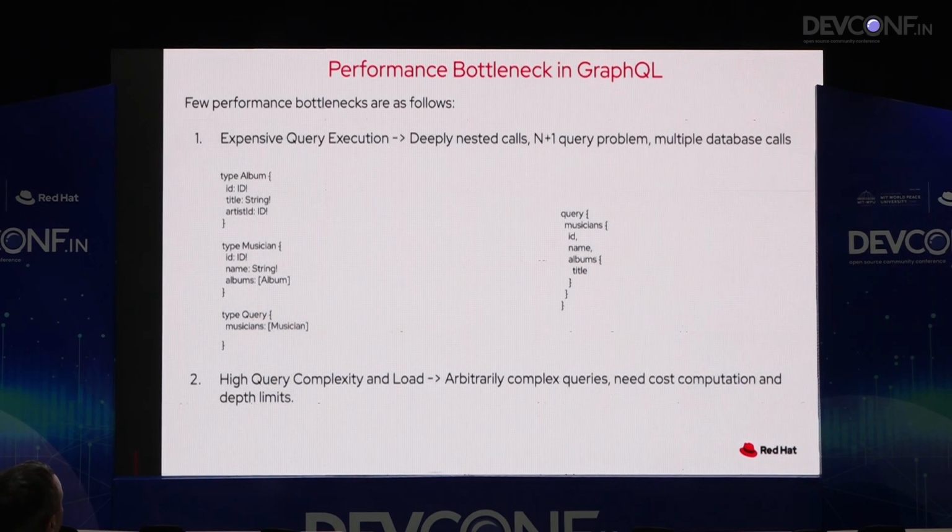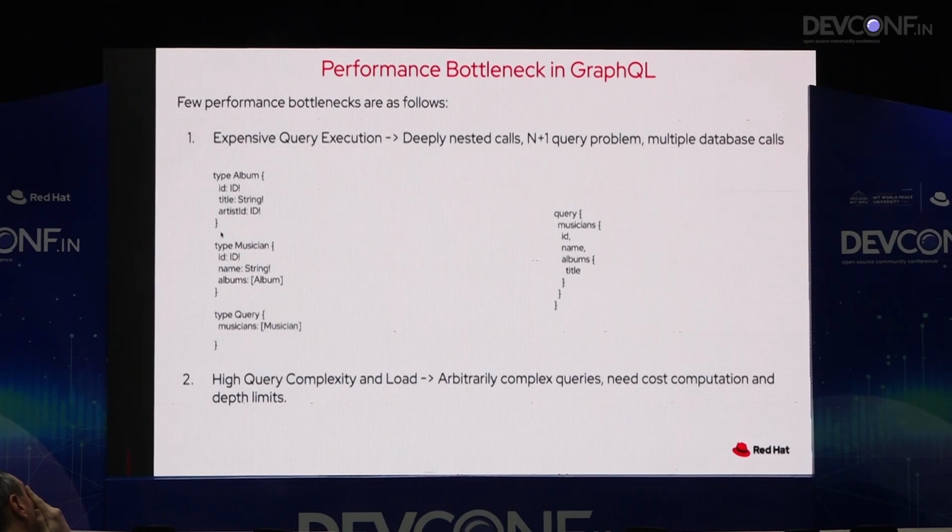Well, with all those good things about GraphQL, it does come with a few bottlenecks. One of them is expensive query execution. What happens in GraphQL is that you write your query, and then you get the result of the query. But as you can see in this example, let's say this is the schema. On the left-hand side, you can see the schema.